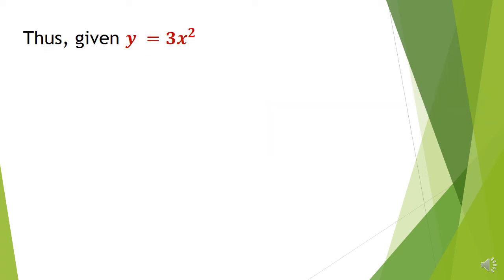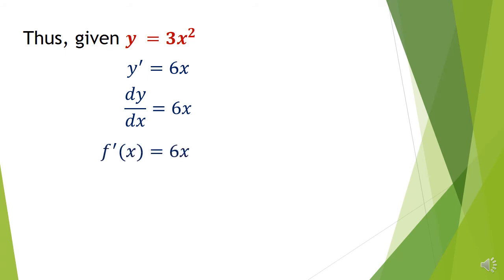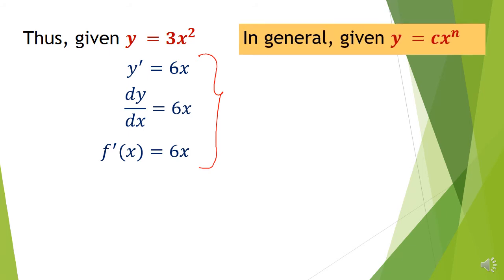Needless to say, given y equals 3x squared, the derivative that we got using the limit definition was 6x. Other notation for that is dy/dx equals 6x or f prime of x equals 6x. All of this mean the same thing. They refer to the derivative of 3x squared. So, of course, we don't want to make use of the limit again and again as we evaluate the limit of certain functions. So, we want some shortcuts.